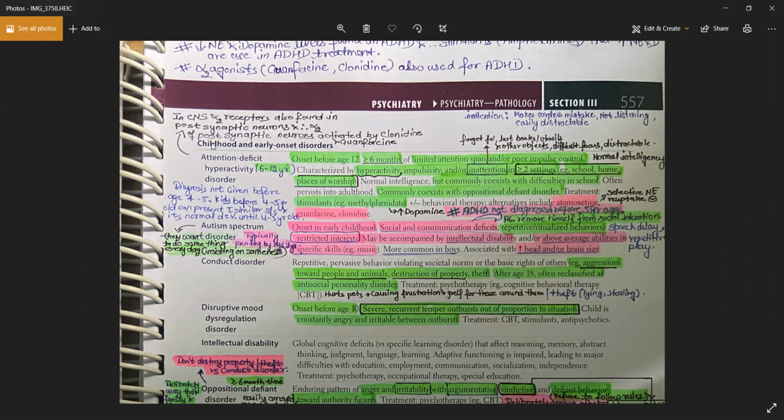The first one is attention deficit hyperactivity disorder, and as the name suggests, you're going to have an attention deficit, loss of attention, and hyperactivity in the child. It is generally seen in children between 6 to 12 years of age. Symptoms must last more than 6 months, and must be in more than two settings, like school and home, or school and a worship place, or home and a worship place.